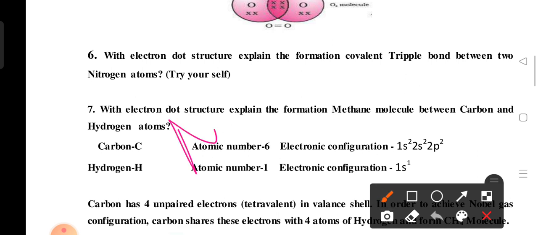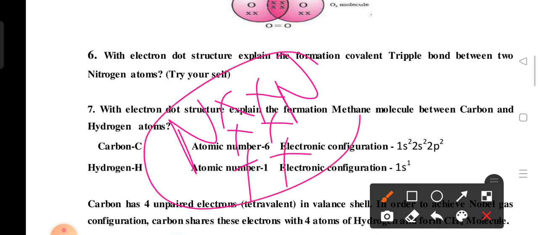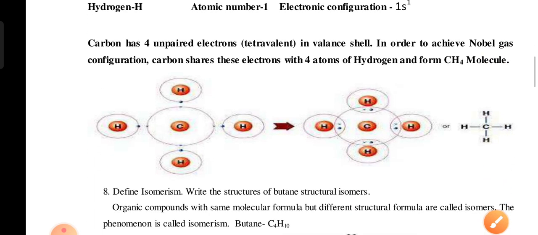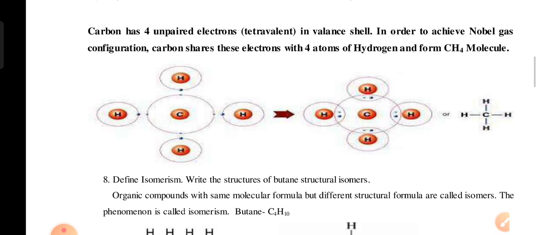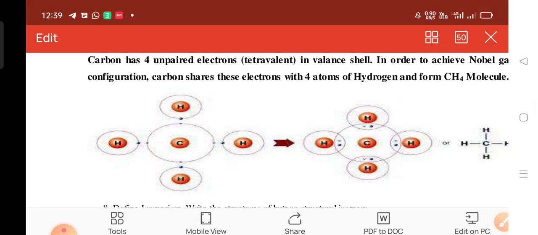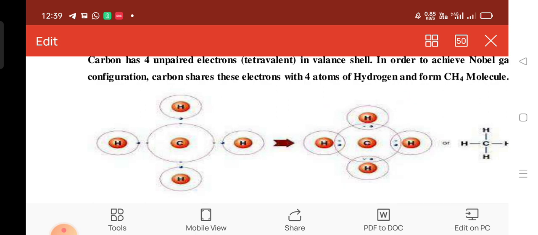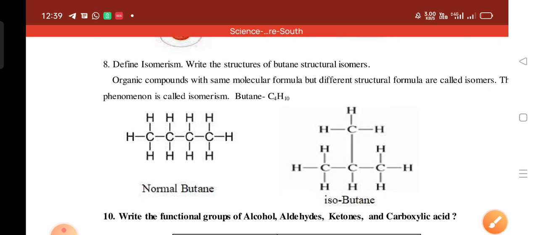That's why whenever nitrogen reacts with nitrogen, it shares 3 pairs of electrons. This is an electron dot structure. Formation of methane, CH4, electron dot structure. Carbon's 4 electrons are shared with hydrogen and form methane.